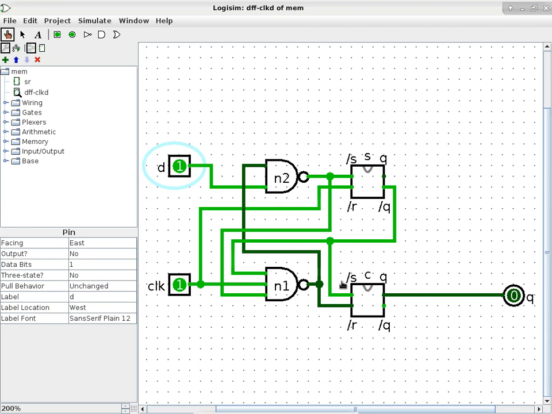So no change to actual output state. So let's confirm that. Yep, no change at all. Okay, good. Because I missed that one connection. The connection that I missed was this connection here, going from clock all the way to /R of the SR latch. Yep. So that's kind of cool.